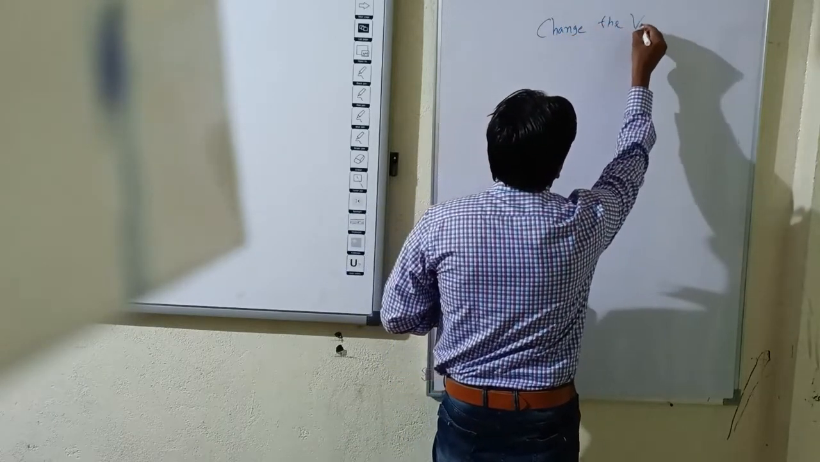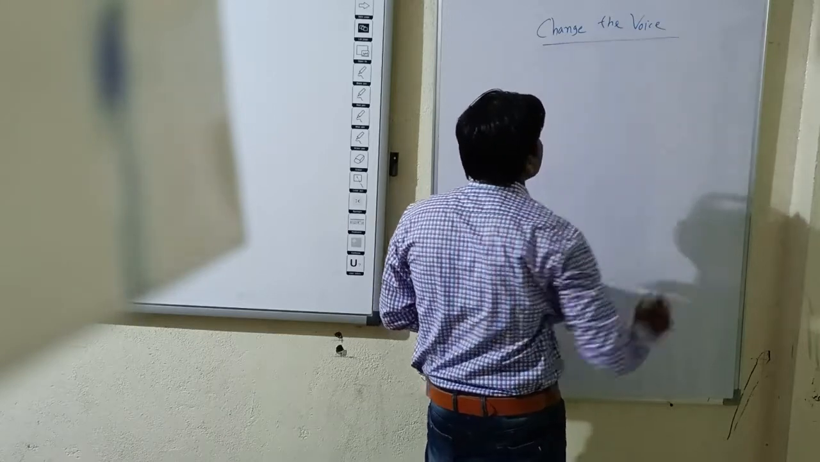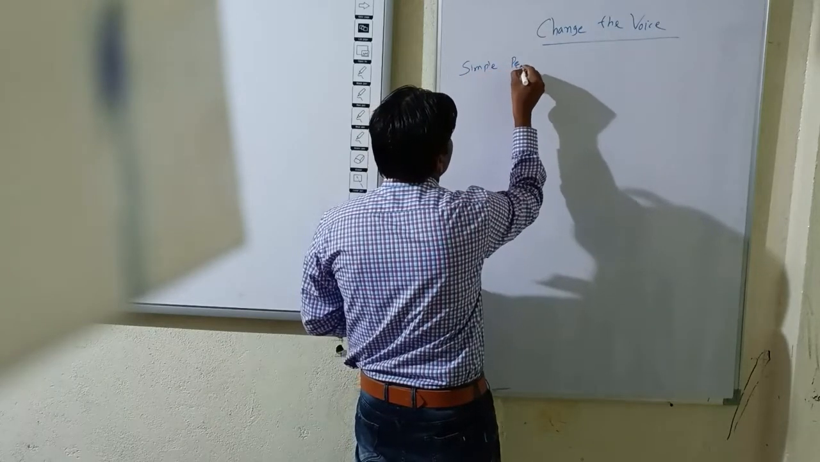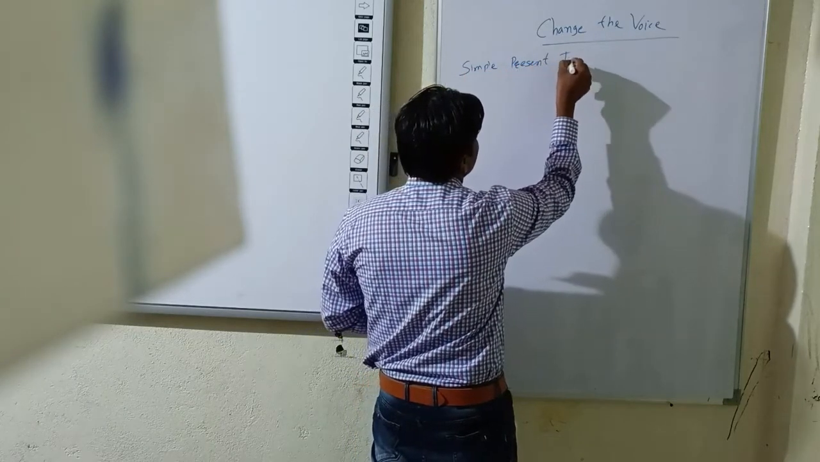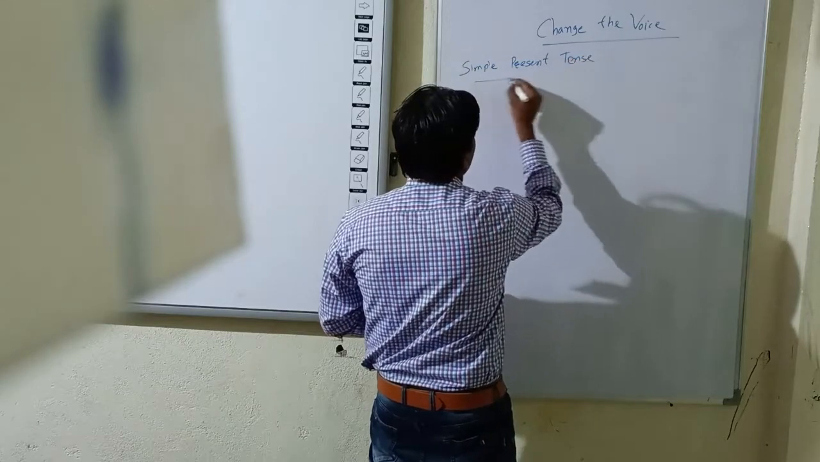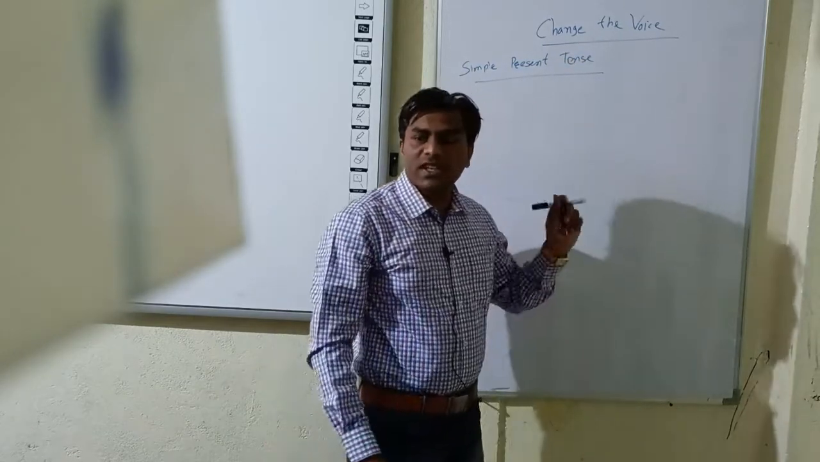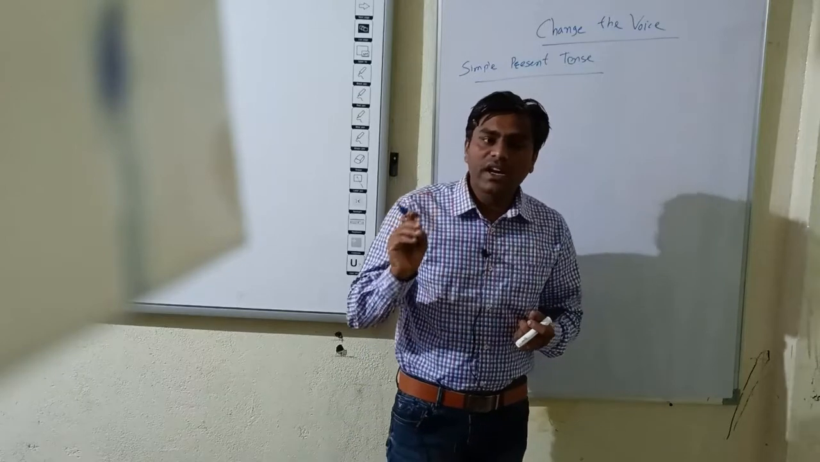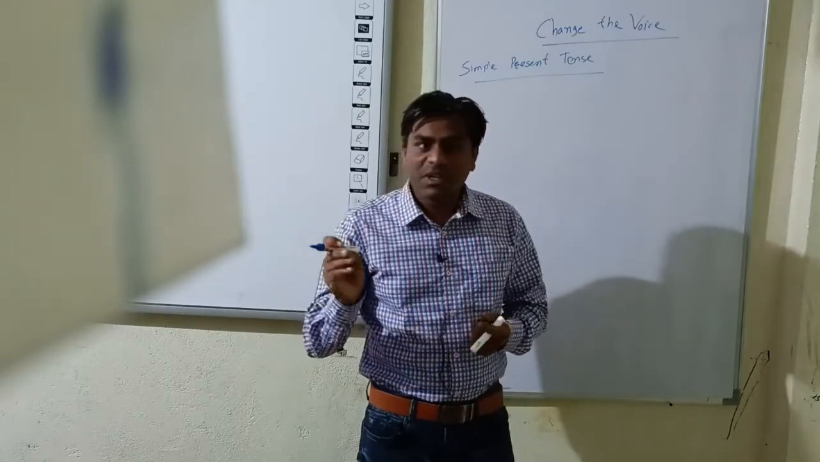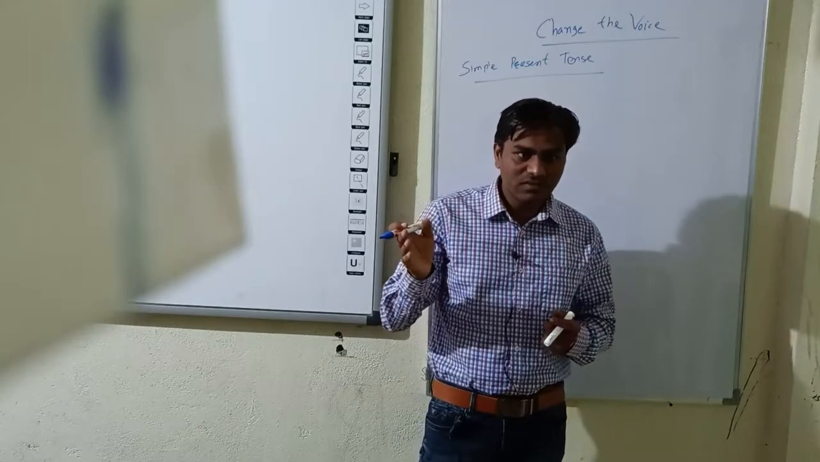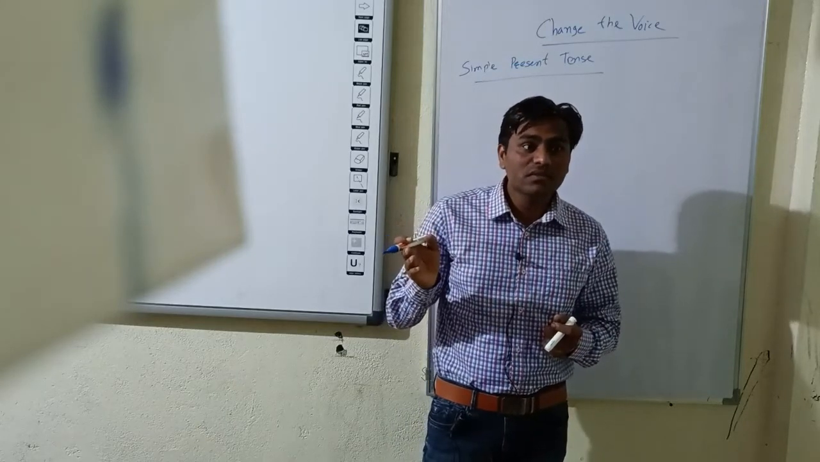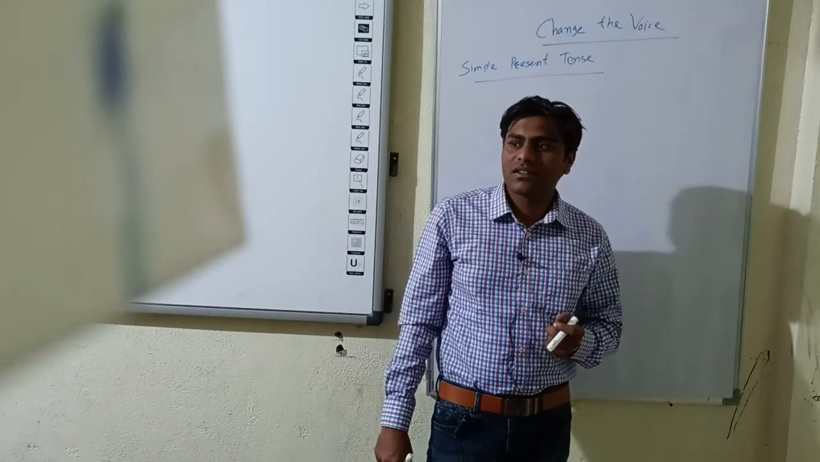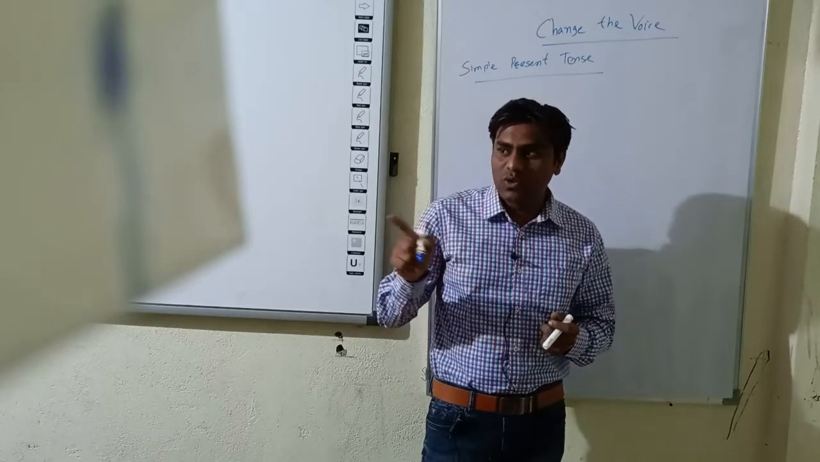Change the voice. And we are learning simple present tense. Of this sentence, how can we change it into the passive form? Already I told you yesterday, active sentence means the action starts from the subject towards the object. What is the active sentence? Action starts from the subject towards the object.